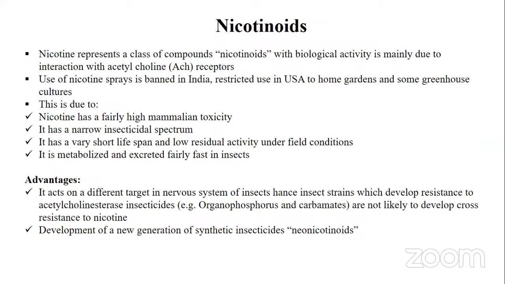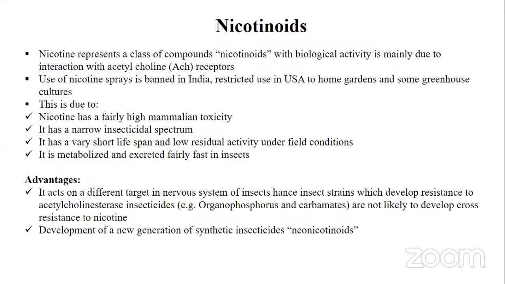And the next one is nicotinoids. Okay. And coming to the nicotinoids, we already studied what is nicotine in our previous slides, which is an alkaloid isolated from the tobacco plant. Okay. We'll see about this. Nicotine represents a class of compounds, nicotinoids, with biological activity, which is mainly due to interaction with acetylcholine receptors. Use of nicotine sprays is banned in India, with restricted use in the USA to home gardens and some greenhouse cultures.